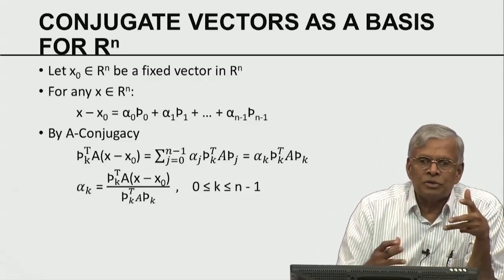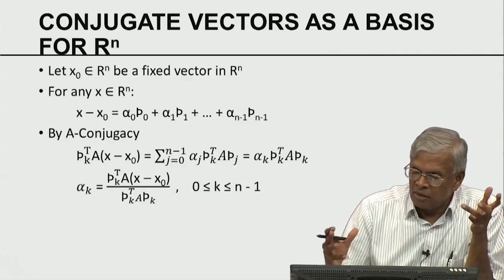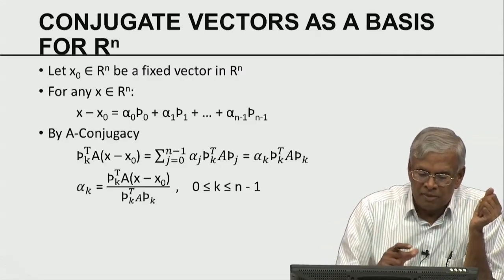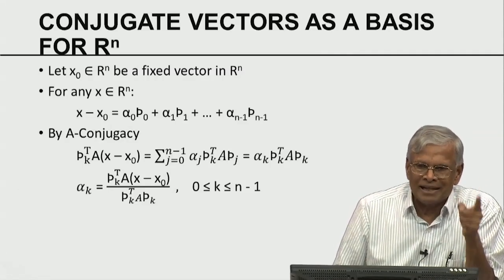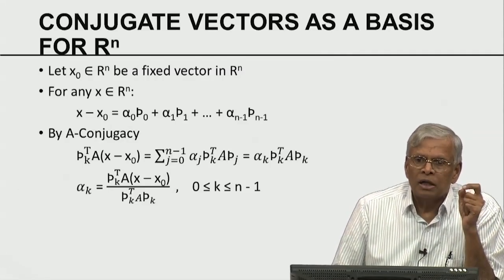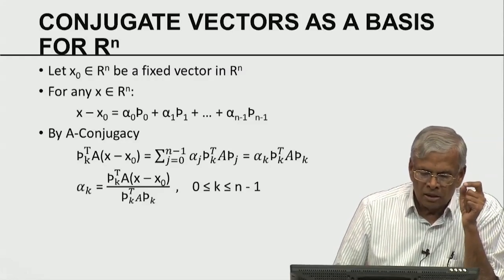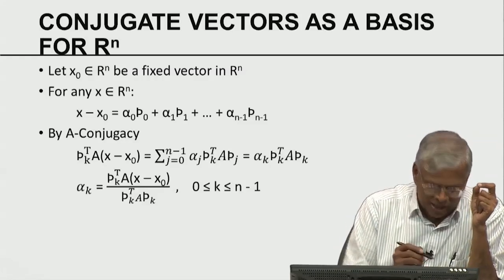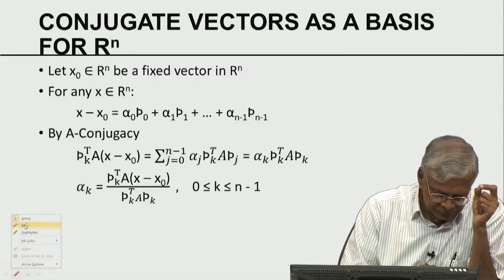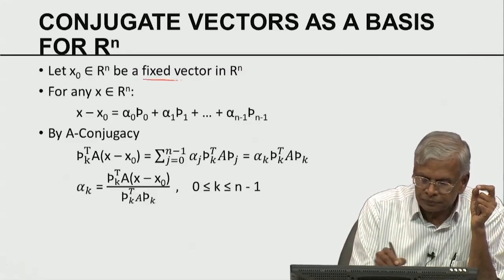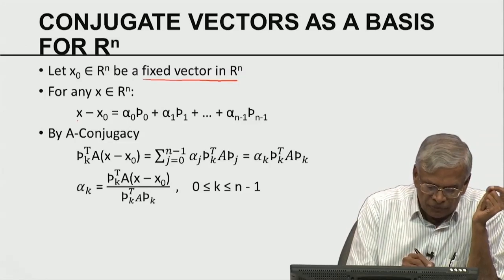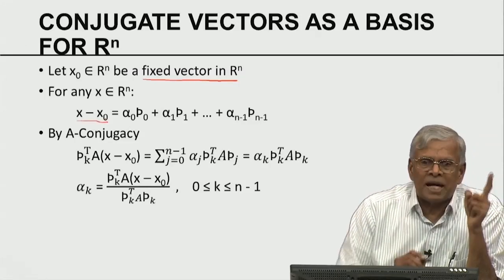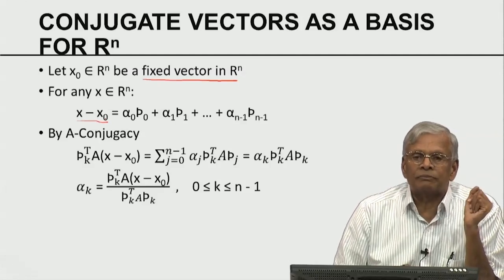So, I am now going to verify some of the claims we made. Conjugate vectors can serve as a basis for R n, because they are linearly independent. If they are linearly independent, we should be able to use them as a basis. Let x naught be a fixed vector in R n. For any x, x minus x naught is an arbitrary vector.